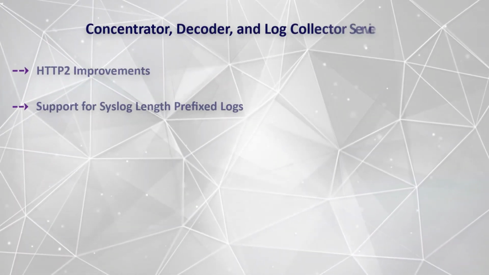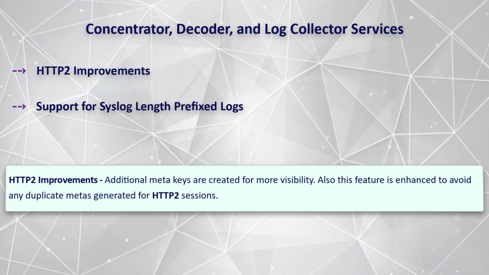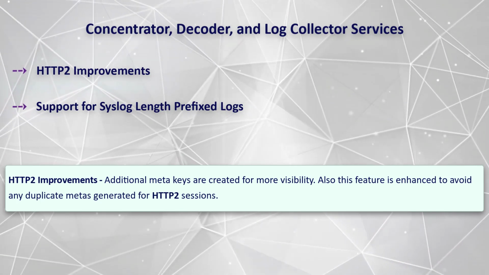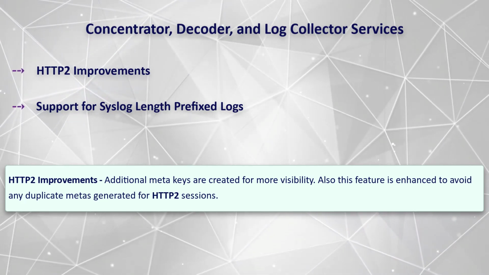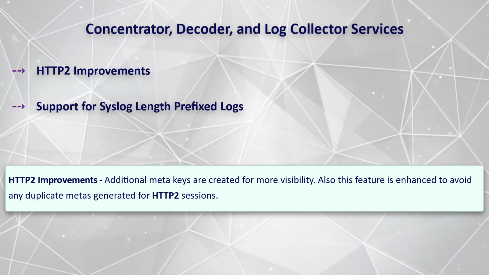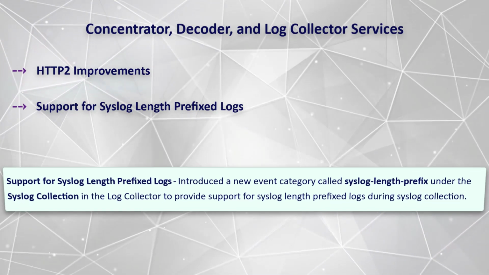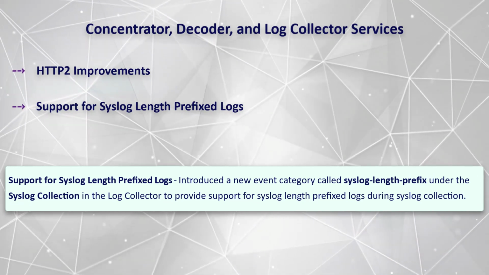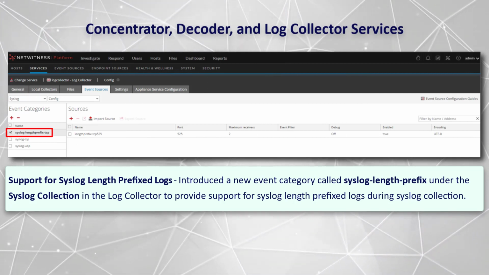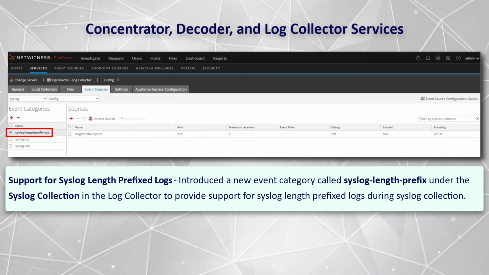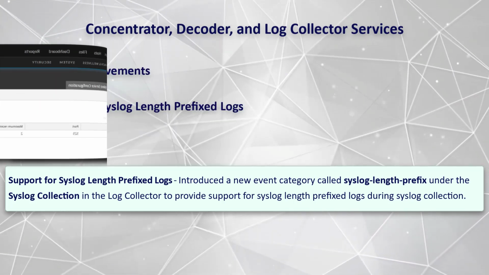Let's look at the enhancements for Concentrator, Decoder, and Log Collector services. HTTP2 improvements. Additional meta keys are created for more visibility. Also, this feature is enhanced to avoid any duplicate metas generated for HTTP2 sessions. Support for syslog length prefix logs. A new event category called syslog length prefix is introduced under the syslog collection in the log collector to provide support for syslog length prefix logs during syslog collection.